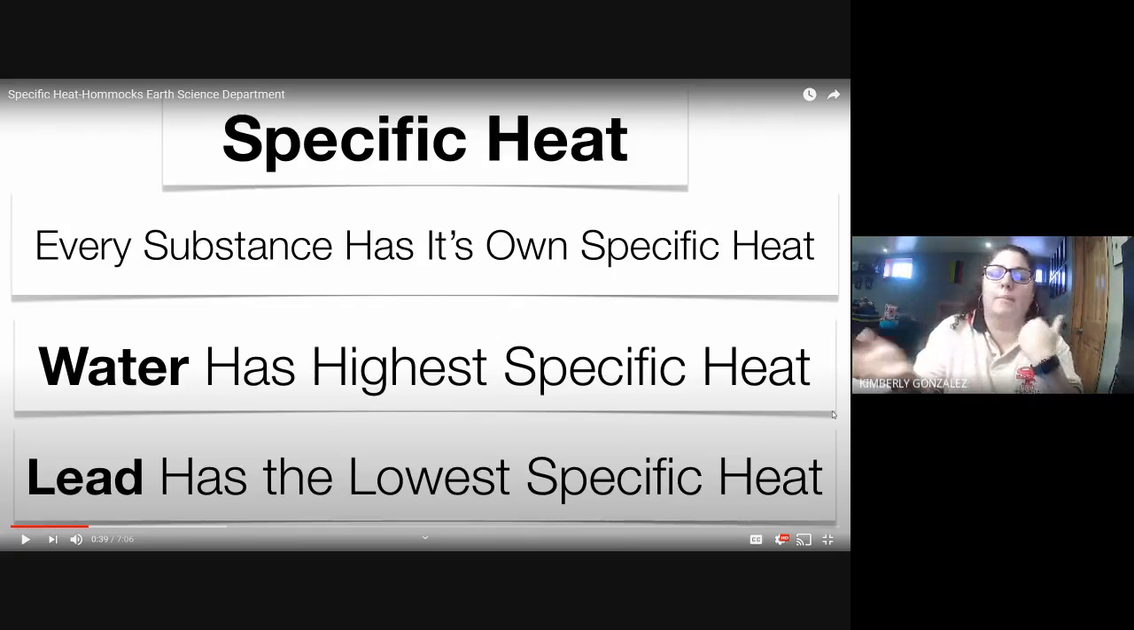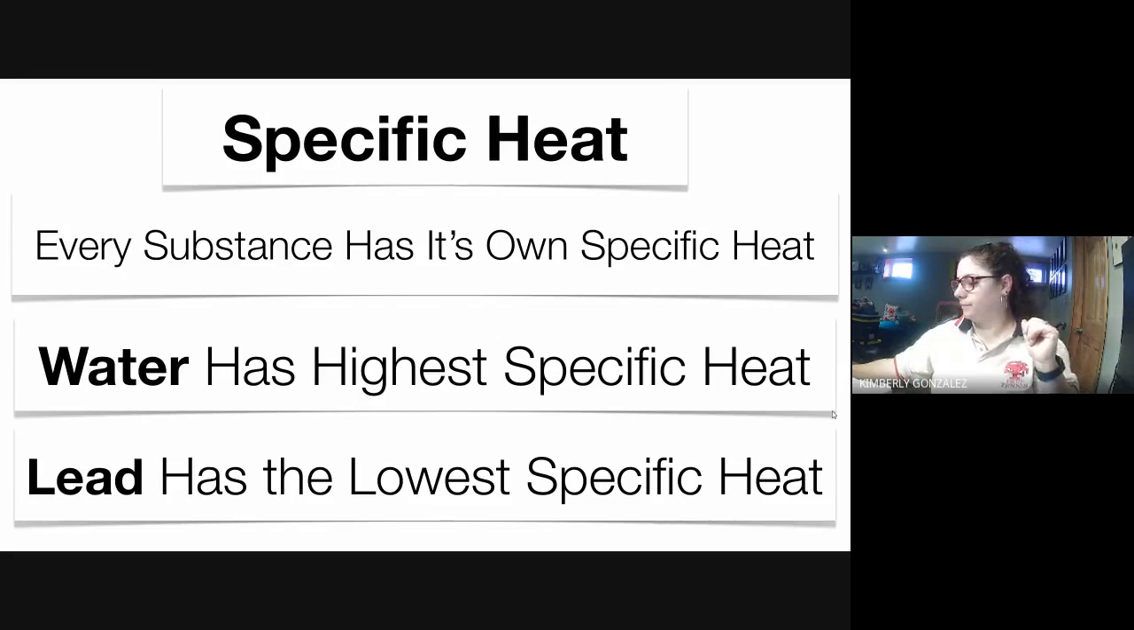There's other stuff that might be lower than lead or might be higher than water, okay? Now, the reason why we gave you those two substances is because they're going to be the two extremes on your reference table, page 1, specific heat of primary materials. So make sure you check out my podcast on that page as well.